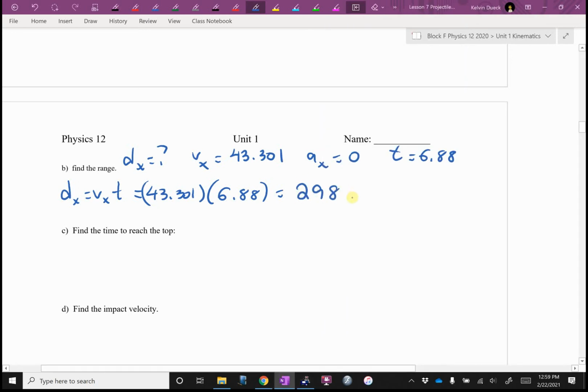Units, it's a distance displacement technically. Yep. And the positive tells us it went forwards. Yeah. Okay.